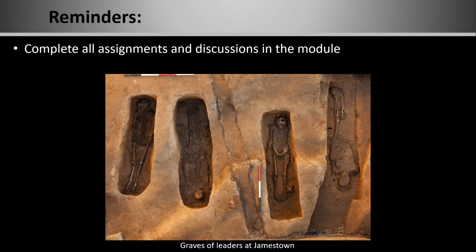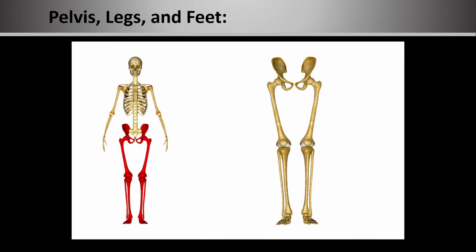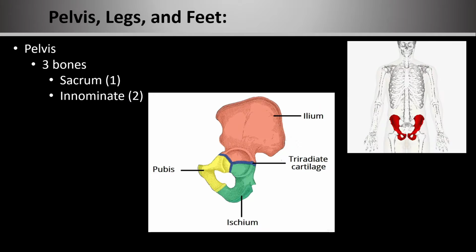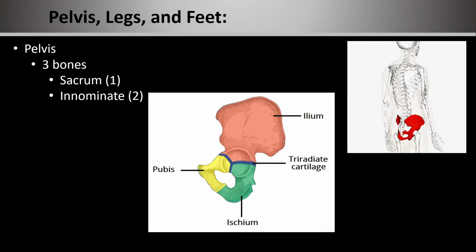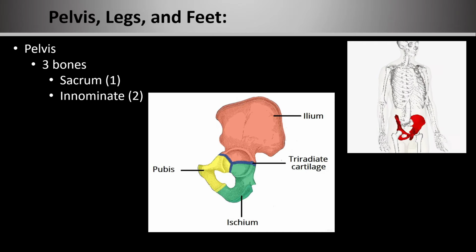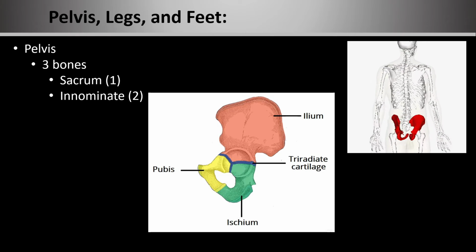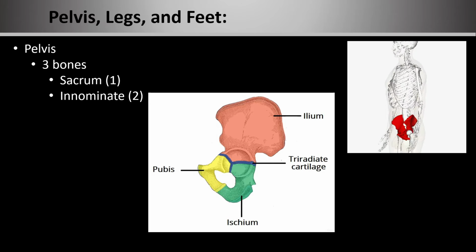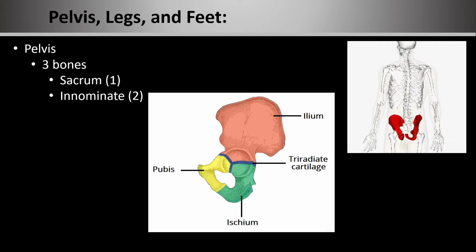In this lecture, we will discuss the pelvis, legs, and feet. So let's go ahead and begin with the pelvis. We have three bones that form the pelvis. You have your sacrum, which we've already talked about, and then you have your innominate. But there's two innominates. The innominate is paired. You have one on each side. We've already discussed the sacrum, so let's focus on the innominate.